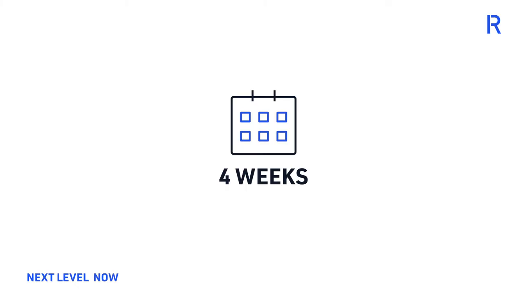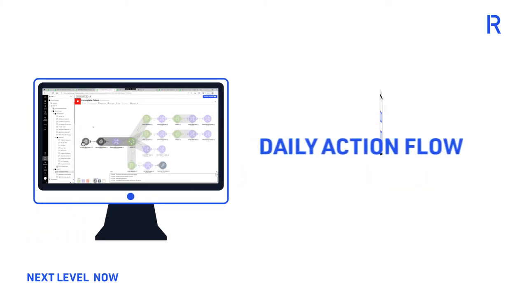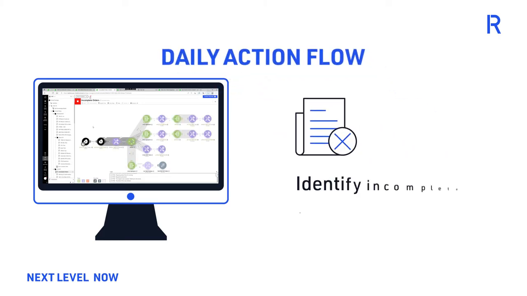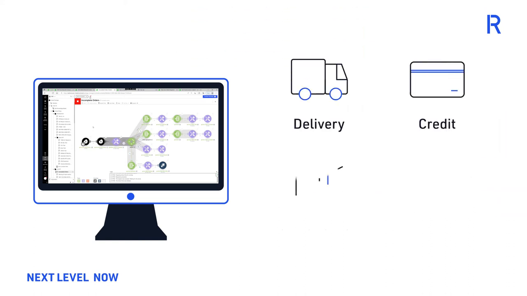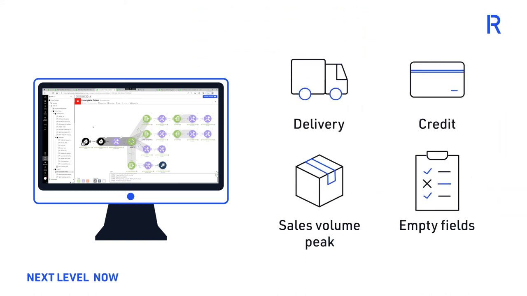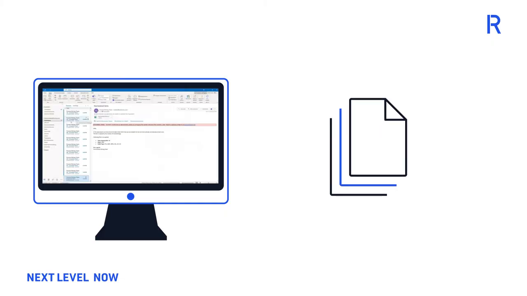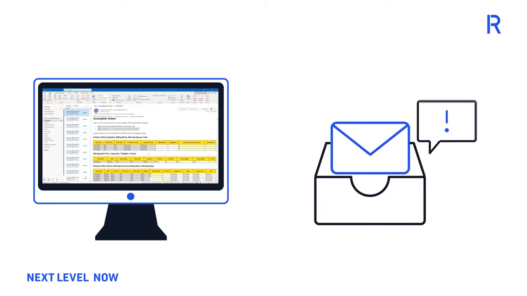In 4 weeks' time, Reboyo helped implement a daily action flow that identifies incomplete sales orders, which can have several block reasons related to delivery, credit, sales volume peak, or empty fields. Once it has determined what is missing in the order, it'll compile all the variables and send the notifications to the shared mailboxes of the corresponding sales groups.